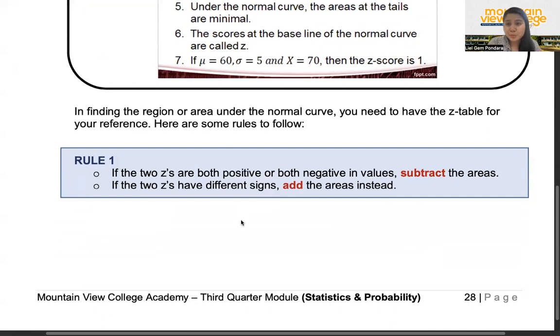Now, we have different rules to remember. I should say to remember, not to memorize, but to remember and understand so that you won't keep on memorizing these rules. First rule, if the two z's are both positive or both negative in values, subtract the areas. But if the two z's have different signs, you need to add the areas instead.